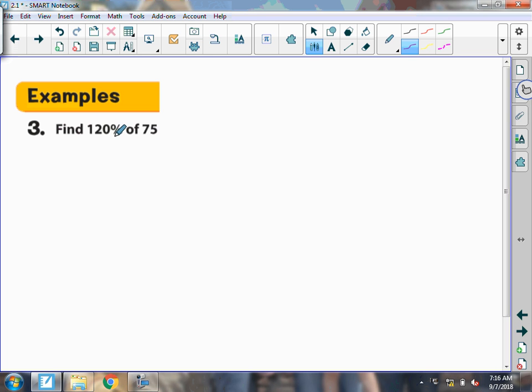Okay, so we move our decimal 2 places to the left, 1, 2. So that gives me 1.20. Do I need to write this 0? Nope, I don't. So I can just write 1.2. So I'm going to multiply 1.2 times 75.